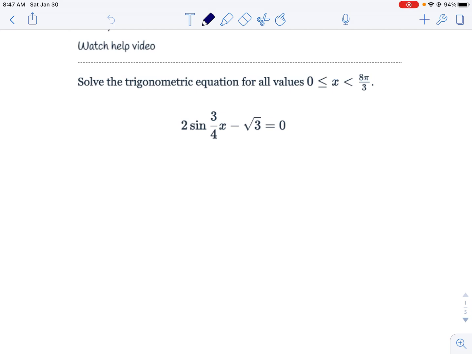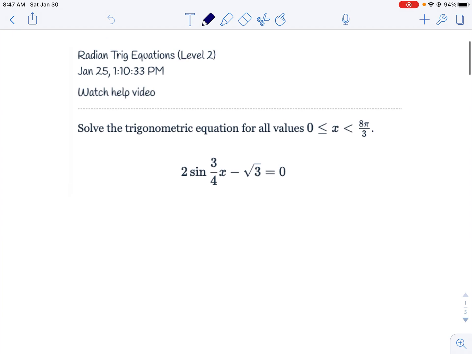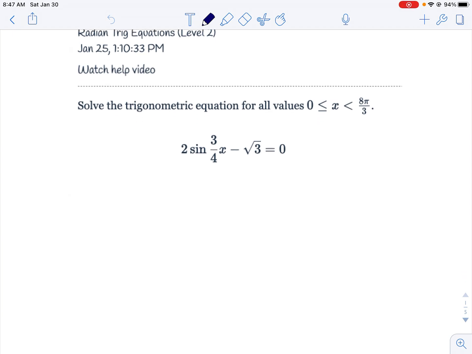We're going to solve some more of these, and these I've stolen right off of Delta Math. So the first one says solve this equation. I'll read it to you, and obviously feel free to pause or rewind whenever you need to. 2 sine 3/4 x minus root 3 equals 0.